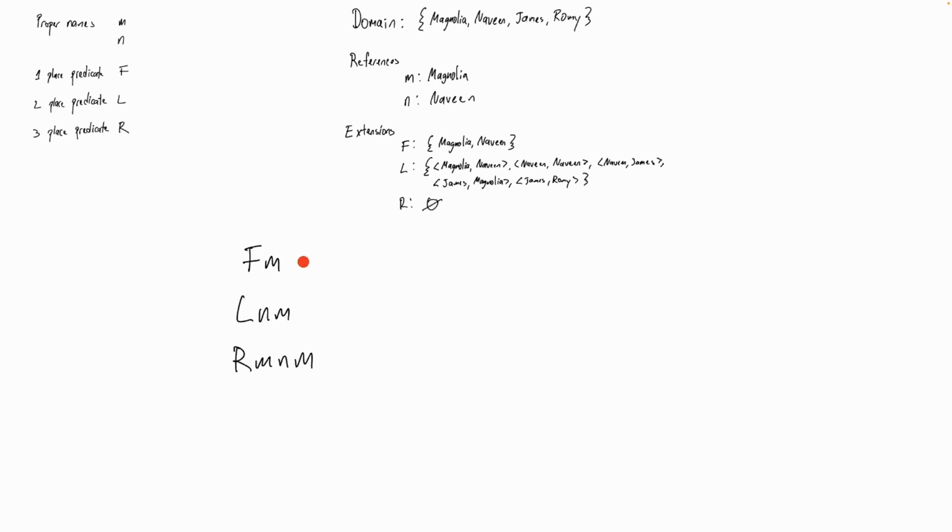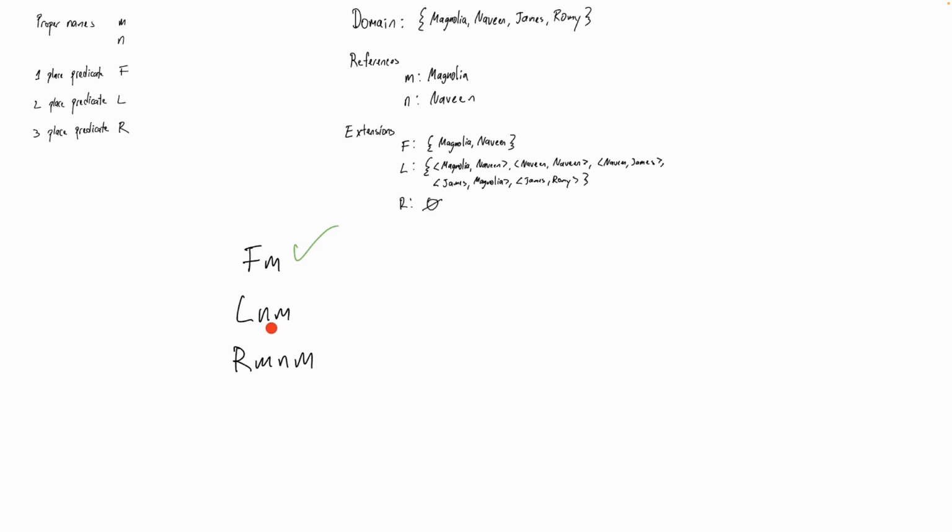Fm is true as long as the referent of m is in the extension of F, whereas if the thing named by m is not among the things that the predicate F applies to, then Fm is false. So on this valuation, where m refers to Magnolia, and Magnolia is indeed in the extension of F, Fm is true.